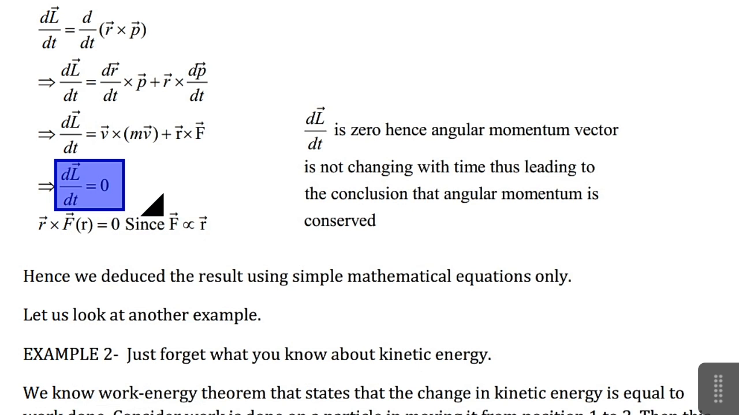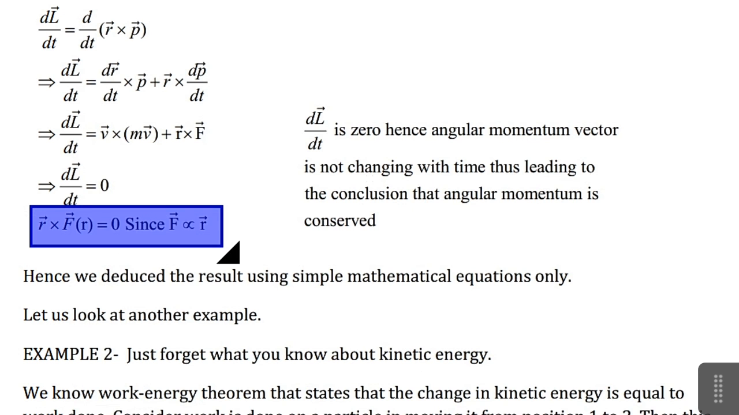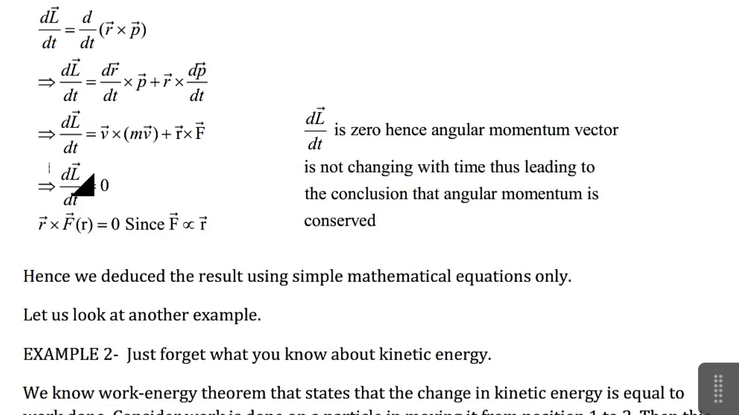The only reason it is 0 is because our f is a function of r, and since f is a function of r, r cross f(r) is 0. Agreed? And as a result we get the rate of change of angular momentum is 0. So I actually mathematically derived the result that angular momentum is conserved under central forces.